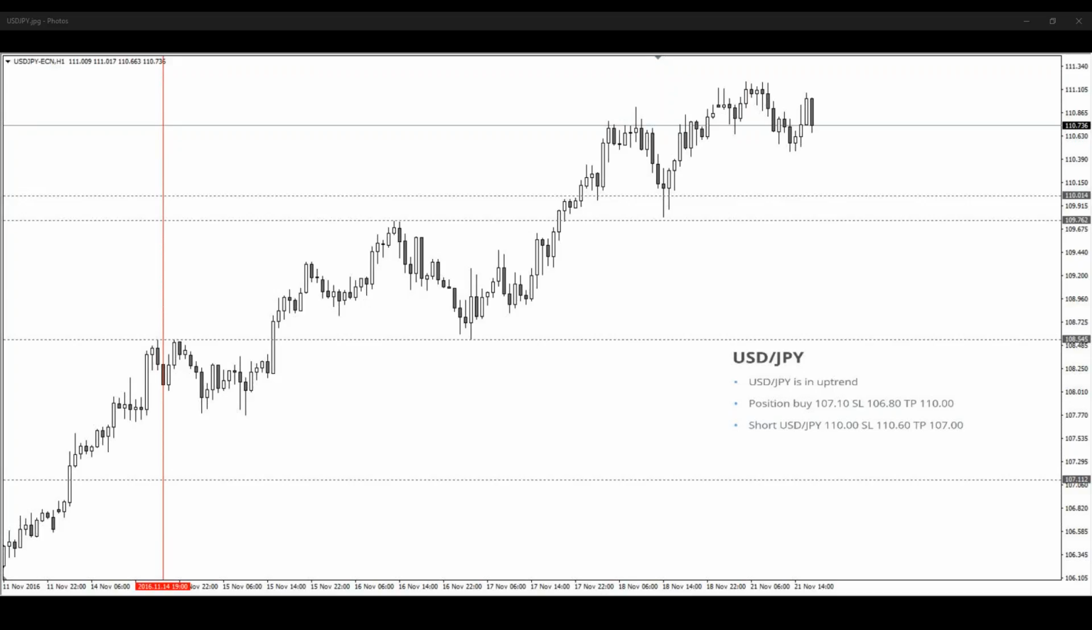And one more proof that yen pairs are really, really good to trade at this point. Really, really good.